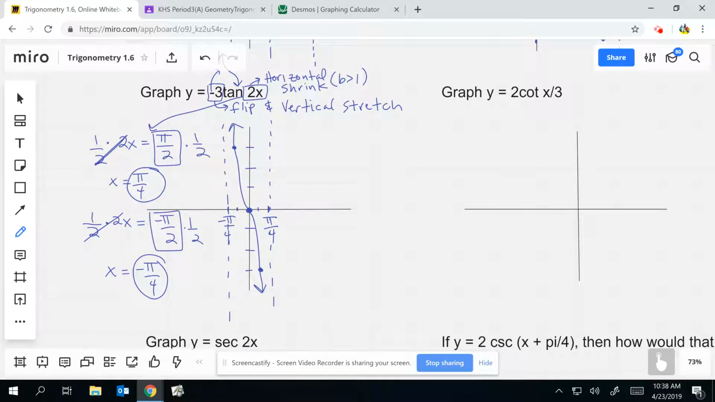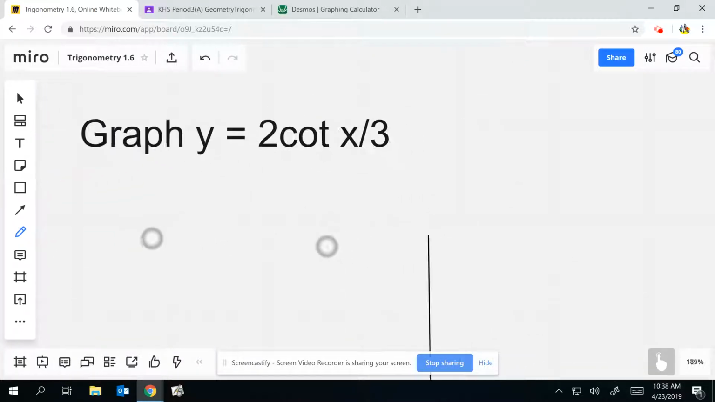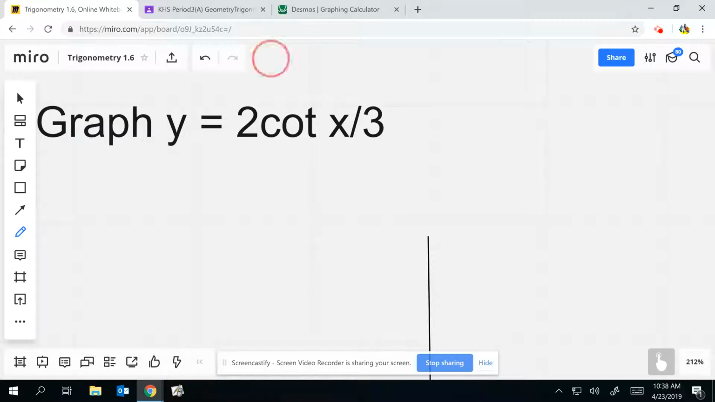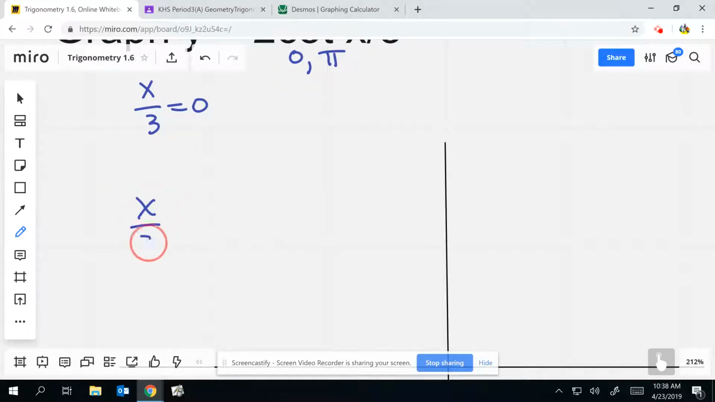So when you get to the next one, you have cotan, and it's a positive cotan. So I know my direction. You have this on your link. If you want to use your phone or whatever, you can just go to the link. But it's going to be this direction because it is a positive cotan is up on the left and down on the right. And I need 0 and pi here because those are my dotted lines. So I need this x over 3 to equal 0, and I need x over 3 to equal pi.